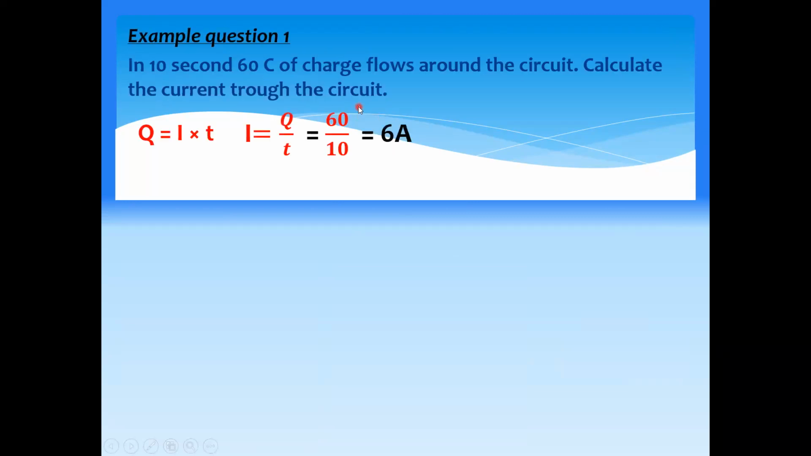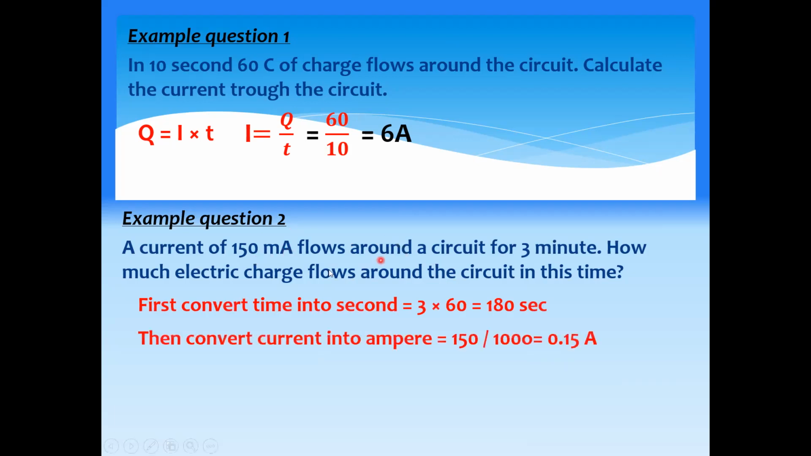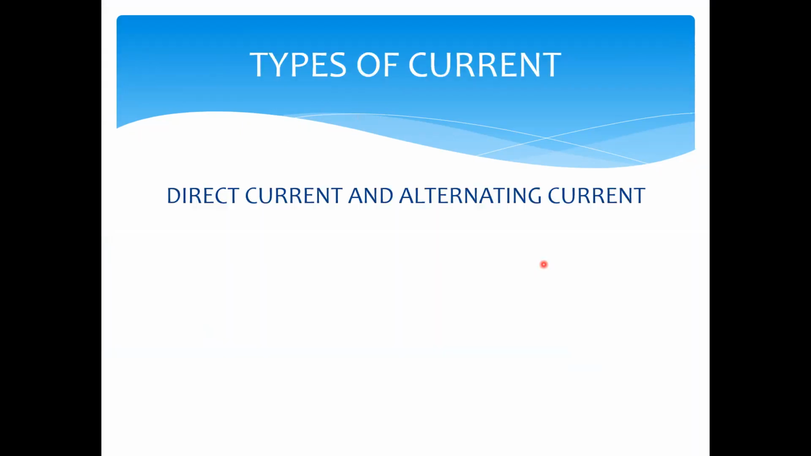For example, if 60 coulomb is passing in 10 seconds, so 60 divided by 10, 6 ampere. But in the second example, if 150 milliampere, you have to convert into ampere, divide by 1000, and time is in minutes. Time should always be in seconds, so it is 3 minutes. You should convert into seconds, multiply by 60. Then charge is current multiplied by time. So current is 0.15 and time is 180, so it will be 27 coulombs.